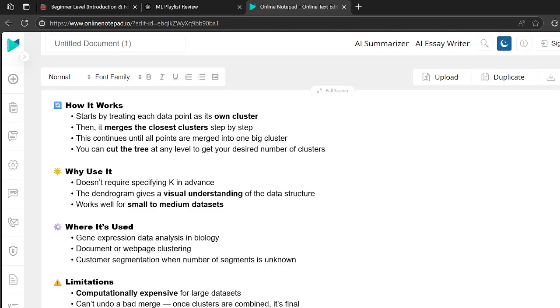After that, it is basically sensitive to noise and outliers. So as you can understand, if there is an outlier and you are merging your clusters, you are combining them, eventually going to a big one, having an outlier is not a good thing.